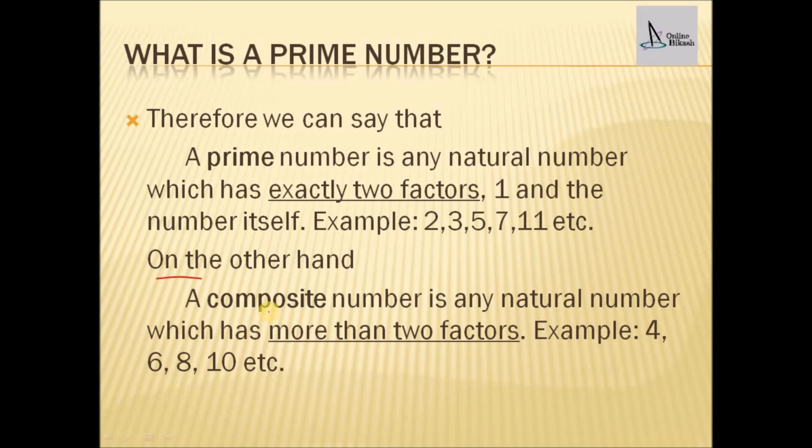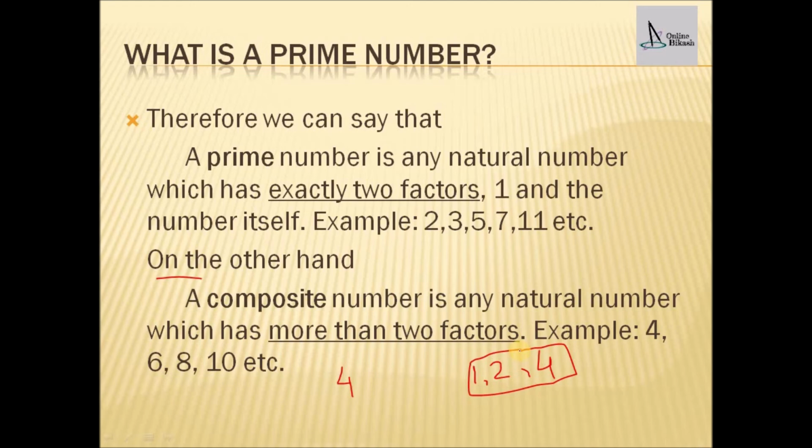Okay, in case of 4, what are the factors? The factors of 4: 1 is a factor. 1 is a factor of every natural number. Then 2 is a factor because 2 can divide 4. 3 cannot divide 4, and the number itself, that is 4, is also its factor. So how many factors have we got for 4? 3 factors. That means more than 2 factors. So that's why 4 is a composite number.